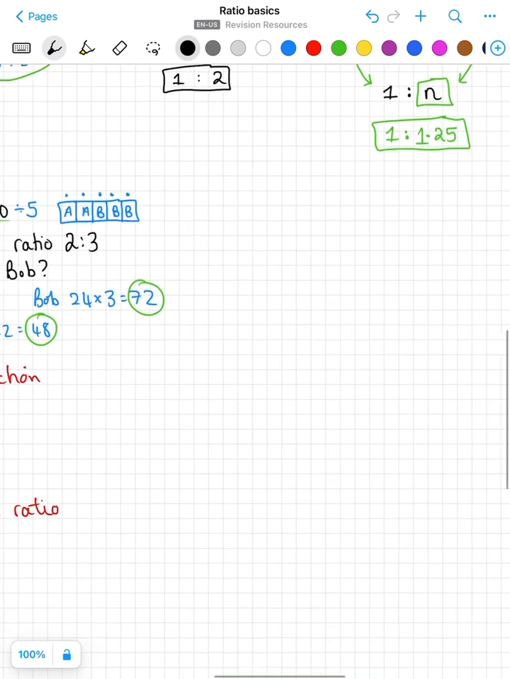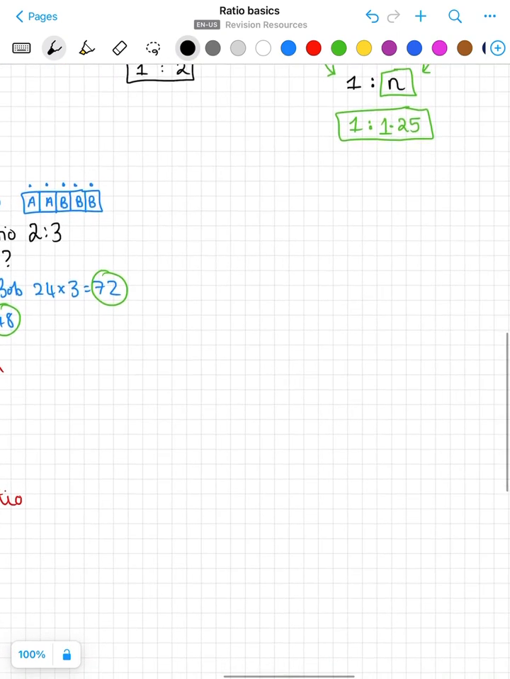Let's look at another example. We've got a piece of string that's 153 centimetres long, and we are going to cut that piece of string into 3 different lengths in the ratio 4 to 2 to 3. So that's 4 parts to 2 parts to 3 parts. So how many equal shares is that? 9 equal shares.